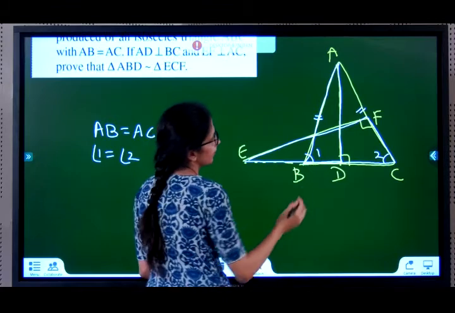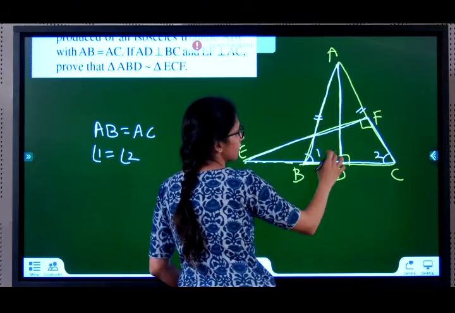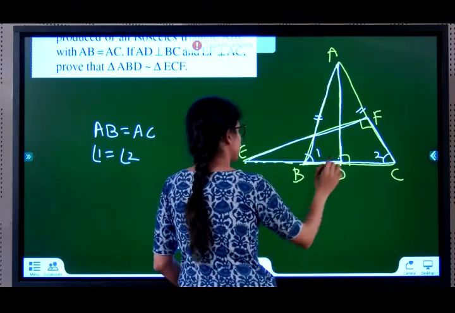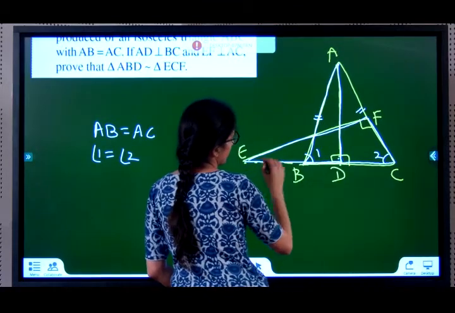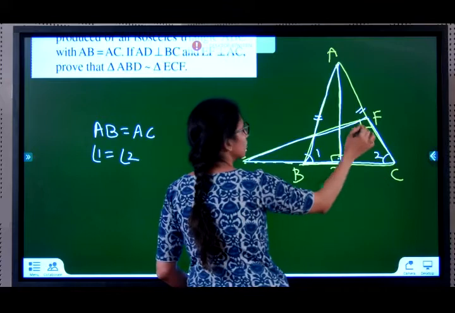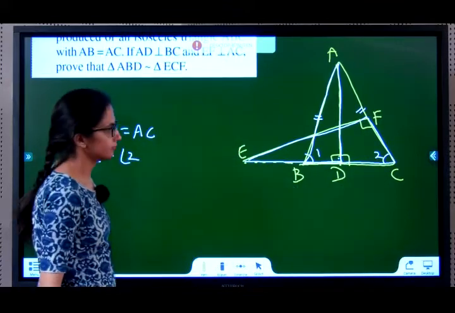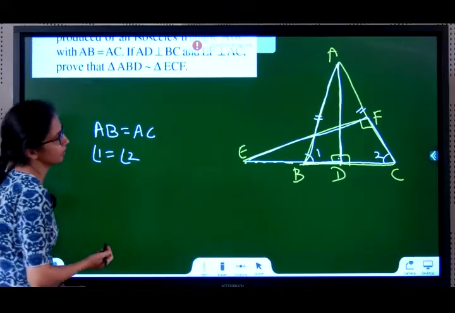Easy. Nothing 190. Nothing 190. Nothing 290. 1 and 2 are equal. That's a very easy, direct question.